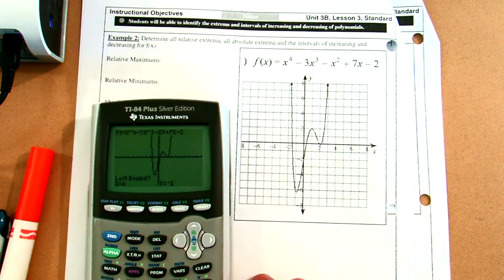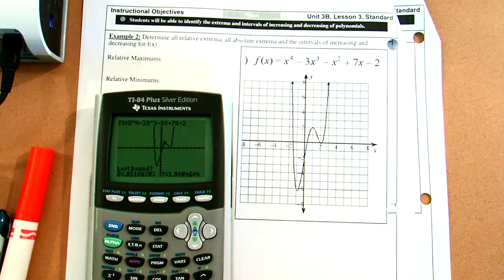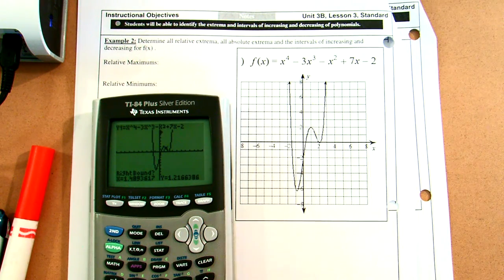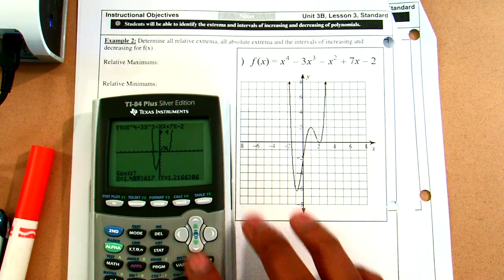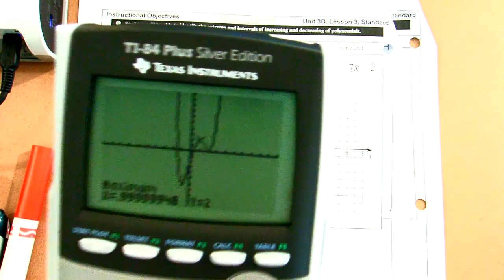So what you do is go to what you think is the highest point, and it's going to say left bound. So you go a little bit to the left, press enter. Then it says right bound, so you go a little bit to the right, press enter, and then it says guess. So I'm going to go right in the middle, where I think is the middle. Then press enter, and you will get a number.